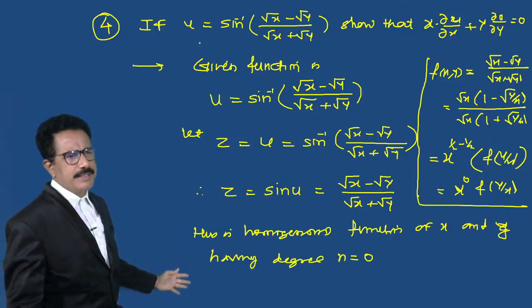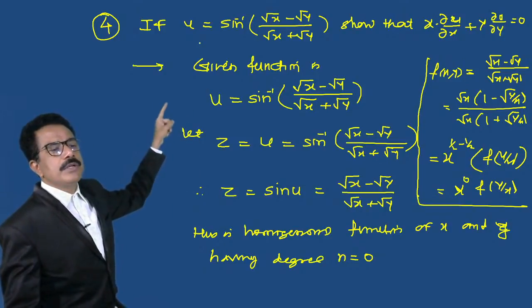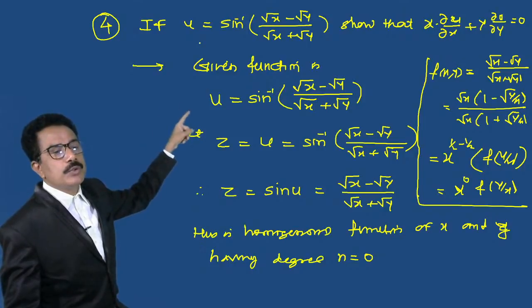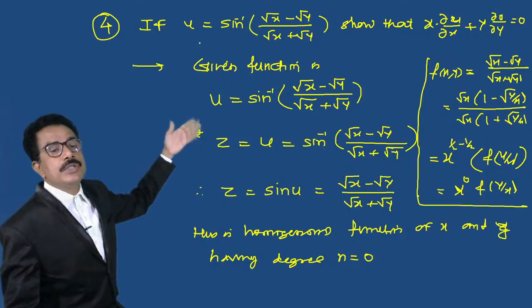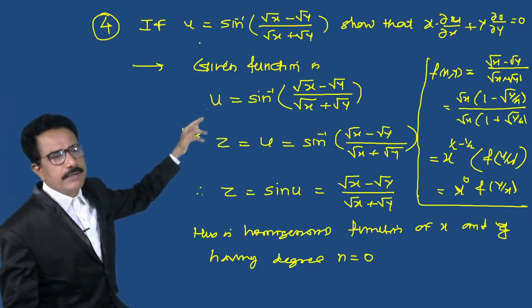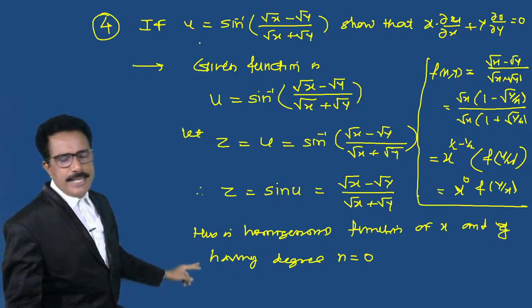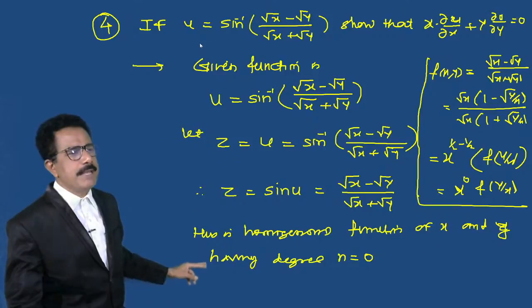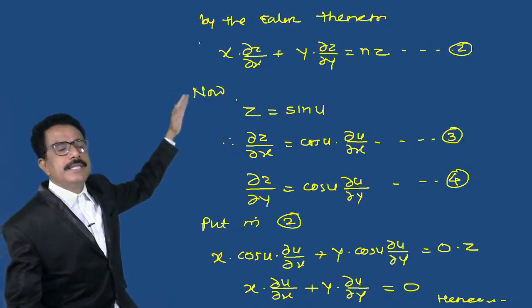सेम प्रोसेस. If u is equals to sin inverse of root x minus root y divided by root x plus root y, then show that x into dou u by dou x plus y into dou u by dou y which is equals to 0. त्याचं पार्शियल डिफरन्शियल इक्वेशन दाखवायचे. सो वी कॅन राईट सेम प्रोसेस. इथं आपण सेम प्रोसेसनं सॉल्व करू शकतो.